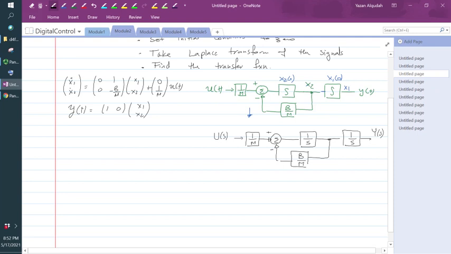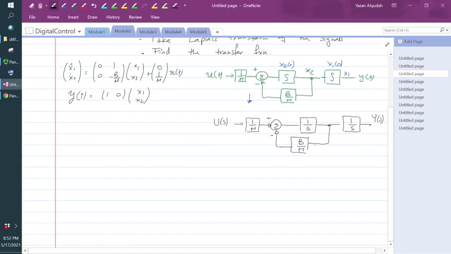Okay, so we take the Laplace transform of this, and then I can simplify this feedback loop. I can write this as u of s times 1 over m, and I can get the equivalent of the feedback loop, which is going to be 1 over s plus b over m. We did this in the previous module. You can go back to it, or you can check it if you like. This is 1 over s, this is y of s.